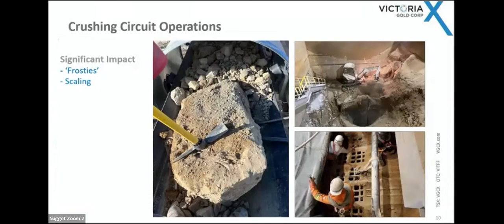Okay, so in contrast to the ADR circuit, the crushing circuit is significantly impacted by colder weather, okay? In the left picture, you can see this is not a rock. It's a conglomeration of rocks. They're affectionately dubbed frosties on the site. You think it's just a collection of conglomerate rock frozen together. It'll take every bit that that guy has with that pick to break that thing up.